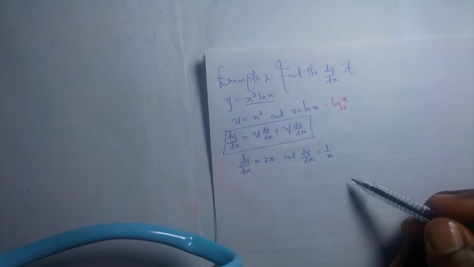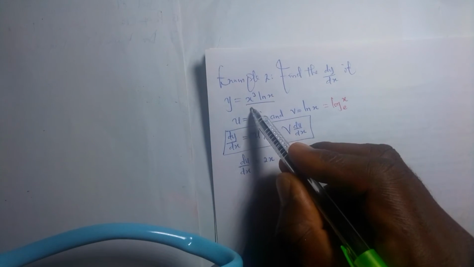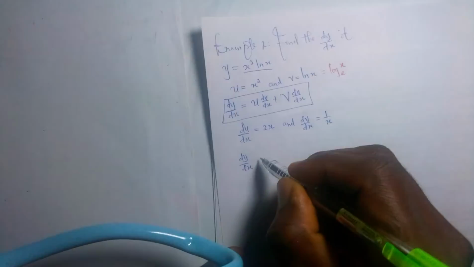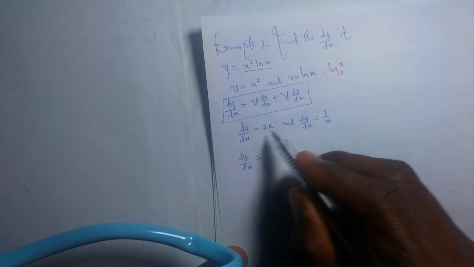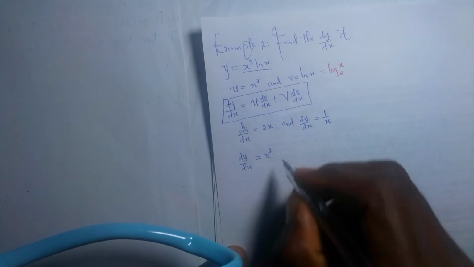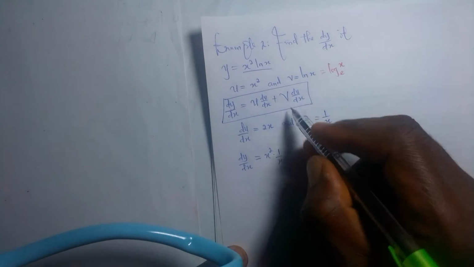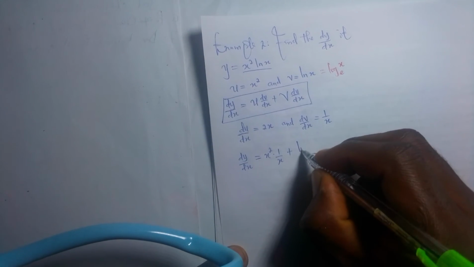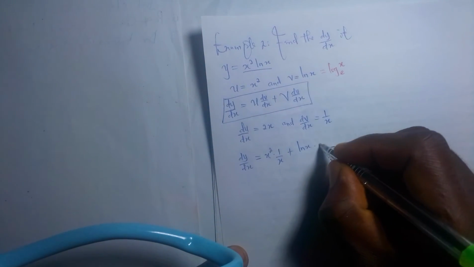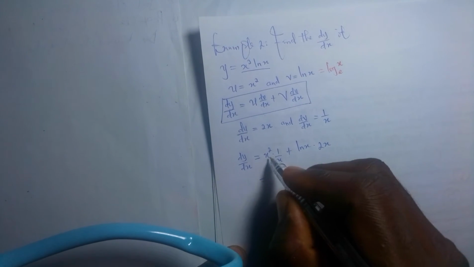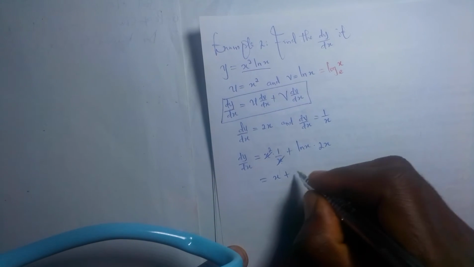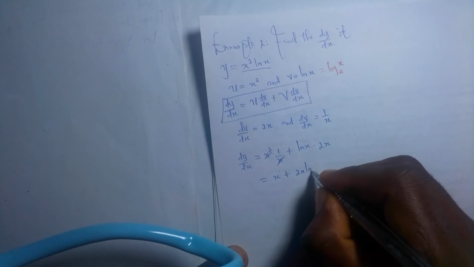we can now use this particular rule or equation in order to get the derivative of y equals x squared ln x. So the dy dx therefore is equal to u, which is x squared, so we have x squared dot dv dx, which is 1 over x, plus v, which is ln x, dot du dx, which is 2x. So now this will be equal to, you can see x squared over x is going to give us x, because x will cancel one x, plus this is going to give us 2x ln x.